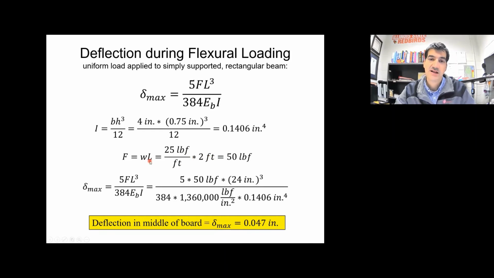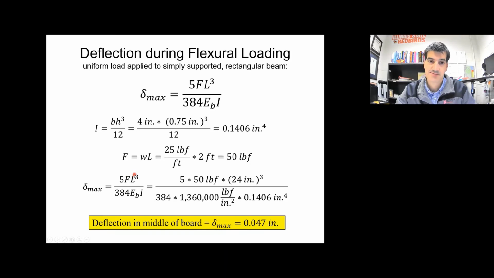So for L, they told us it was 24 inches, but I converted to feet. I got 2 feet. Now this foot cancels out with this foot, and I get a total force of 50 pounds force. Now I can just plug everything into this equation right here, which is what this is up here, and plug in 5, that's part of the constant. F was 50 pounds force.